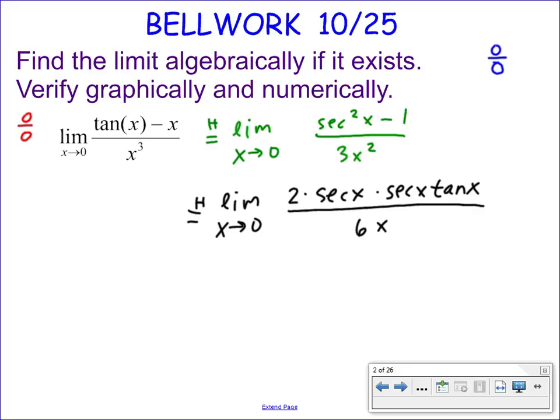As x goes to 0, secant is 1 over cosine of 0, which is 1. So 2 times 1 is still 2. Then we get times the tangent, and that's sine over cosine, which is 0. So I get 0 for the top, over 6 times 0, which is 0. Oh my goodness gracious. So one more time. We've got L'Hopital's rule.